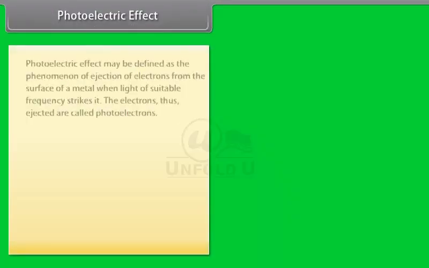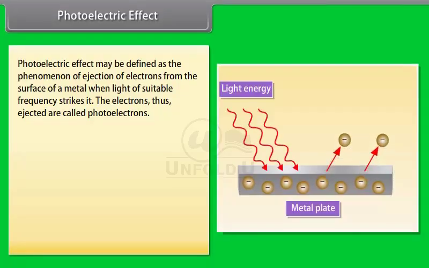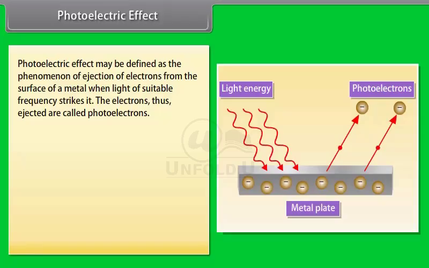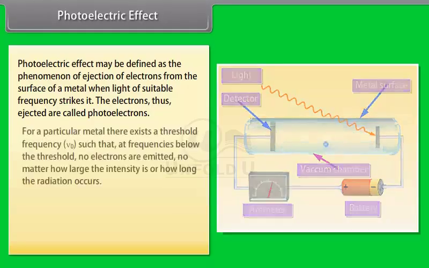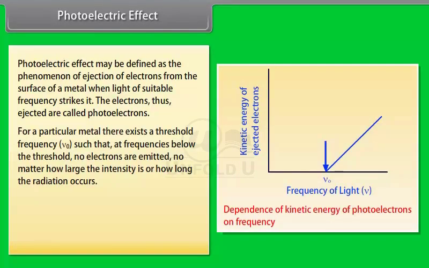Photoelectric effect. Photoelectric effect may be defined as the phenomenon of ejection of electrons from the surface of a metal when light of suitable frequency strikes it. The electrons thus ejected are called photoelectrons. When light of particular frequency strikes the metal surface, electrons are ejected from the metal surfaces, which are detected by the detector. For a particular metal, there exists a threshold frequency such that at frequencies below the threshold, no electrons are emitted, no matter how large the intensity is or how long the radiation occurs.